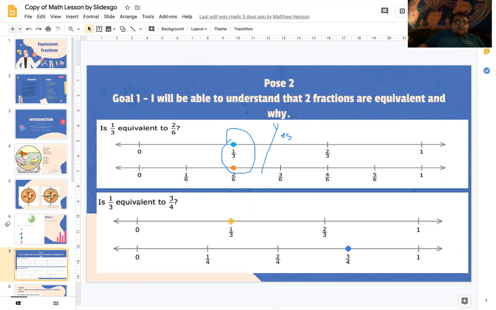Go down to this one. Is 1/3 equivalent to 3/4? Here's 1/3 on the number line here. It's the yellow dot, and then down here is 3/4. So as you can see, 1/3 and 3/4 are not equivalent. They are not on the same point on their number lines. 1/3 is way over here, 3/4 is way over here. 1/3 is closer to 0 than 1, and 3/4 is closer to 1 than 0. So they are not equivalent. All right, let's go to the next one.